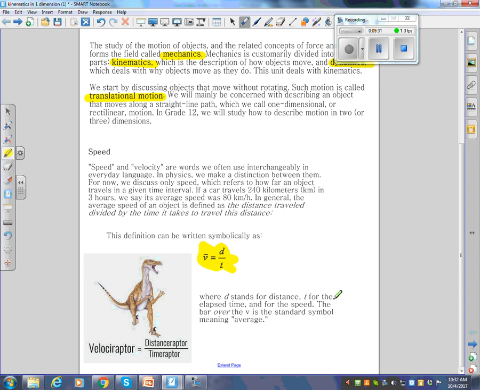D stands for distance, T stands for time, and for the speed, the bar over the V is the standard symbol meaning average. Okay, so that's something you haven't probably seen yet. If you write the letter V with a bar over it, not the vector symbol, that means average. In fact, in statistics, anytime you put the bar over it, it means average.